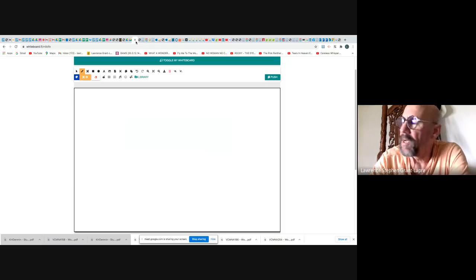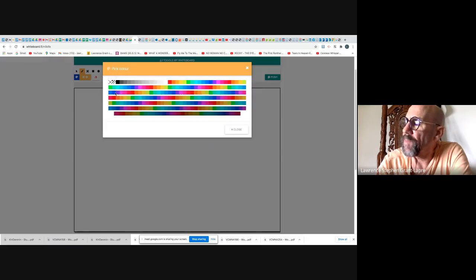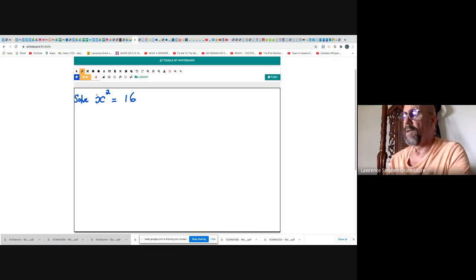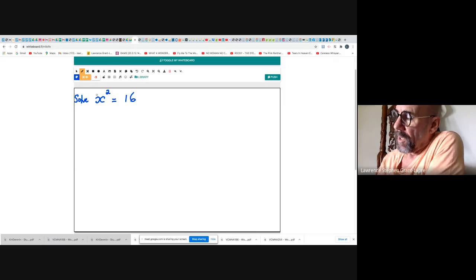I've got a request for this solving equations. And this time we're going to be looking at when we have an x squared equaling some number. So this is not what's called a linear equation. This is called a quadratic equation because it's to the power of 2.